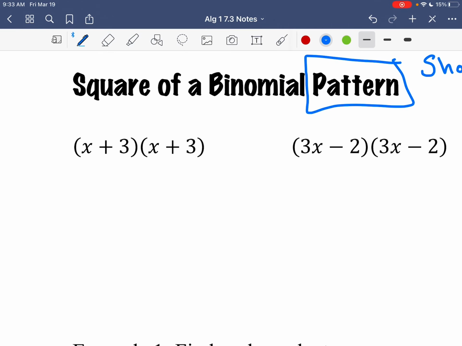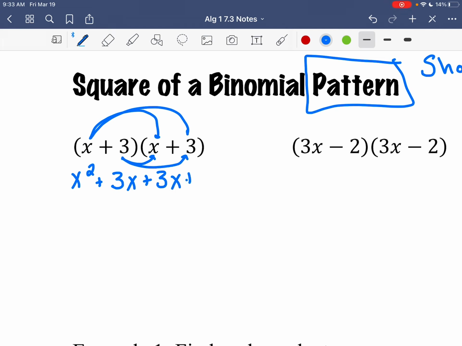Let's take x plus 3 times itself, times x plus 3. So we're going to go ahead and distribute here. X times x is x to the second. Plus x times the 3, which is 3x, plus this x times the 3, which is 3x, plus the 3 times the 3, which is 9. Then this simplifies, because these middle two are like terms, 3x plus 3x, into x squared plus 6x plus 9.